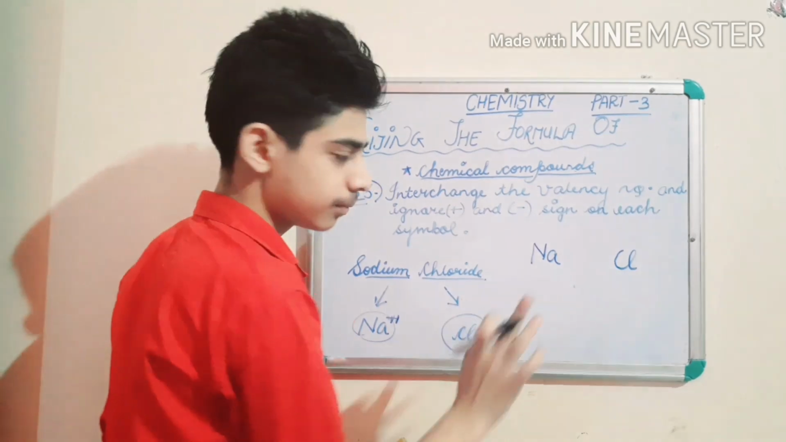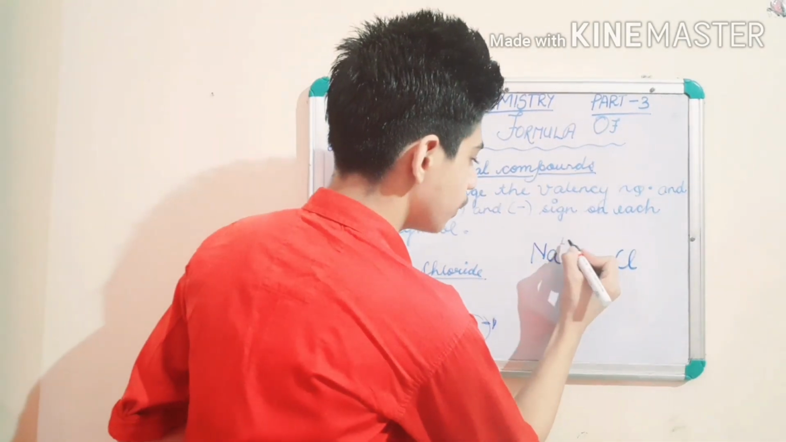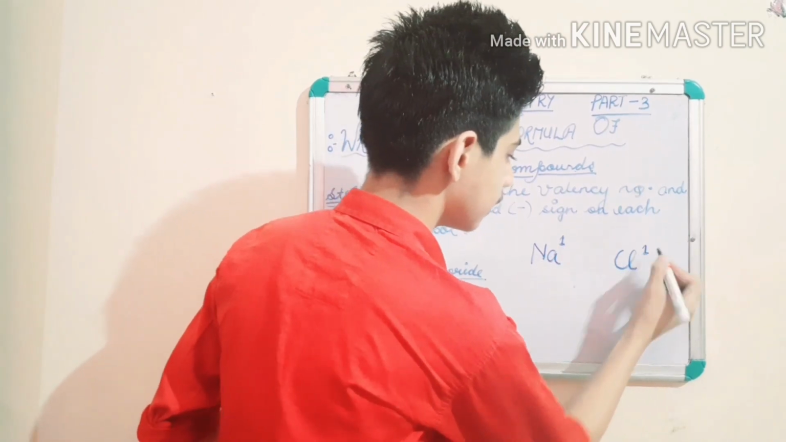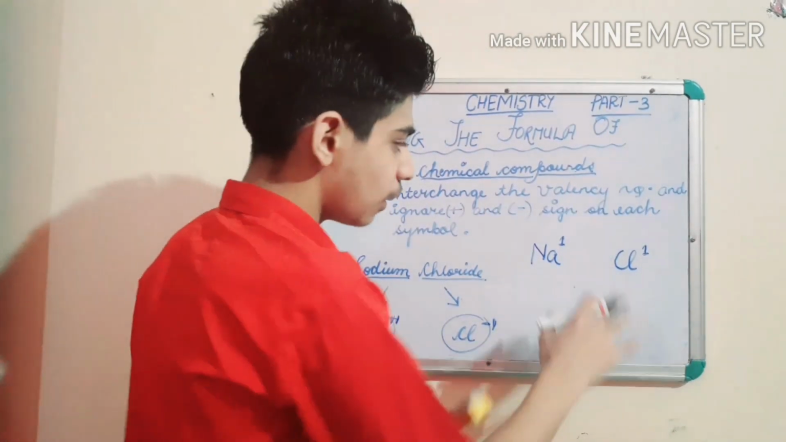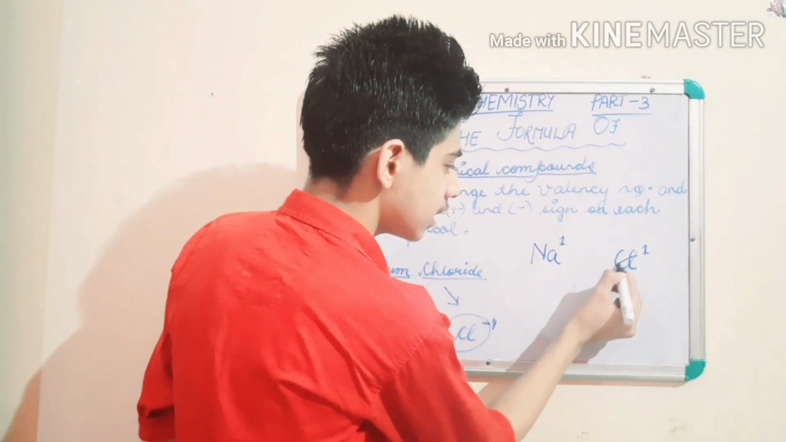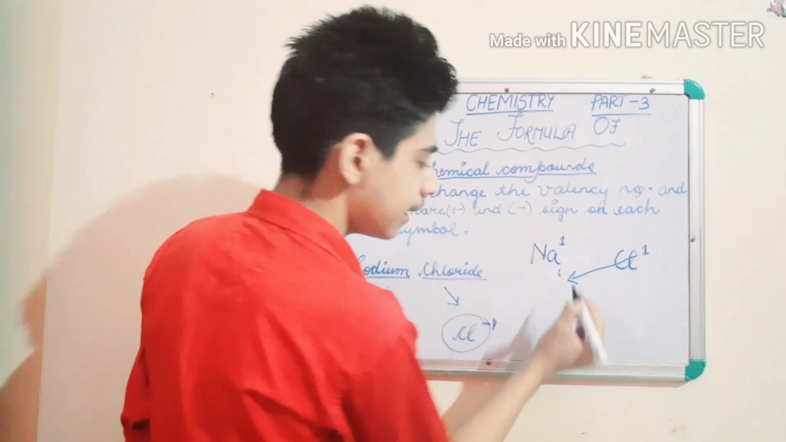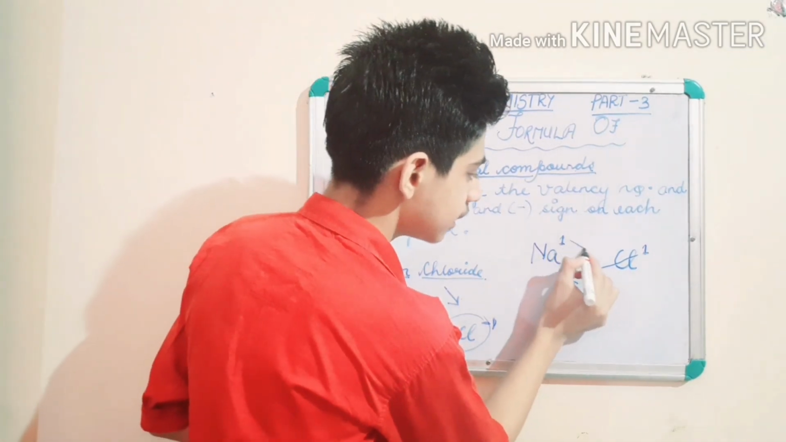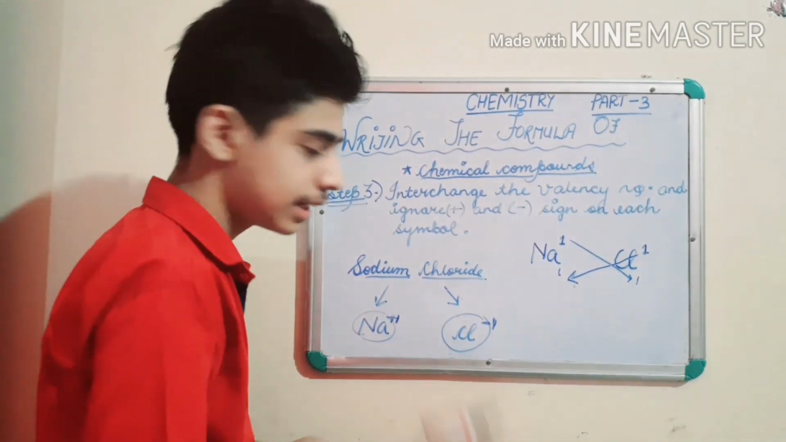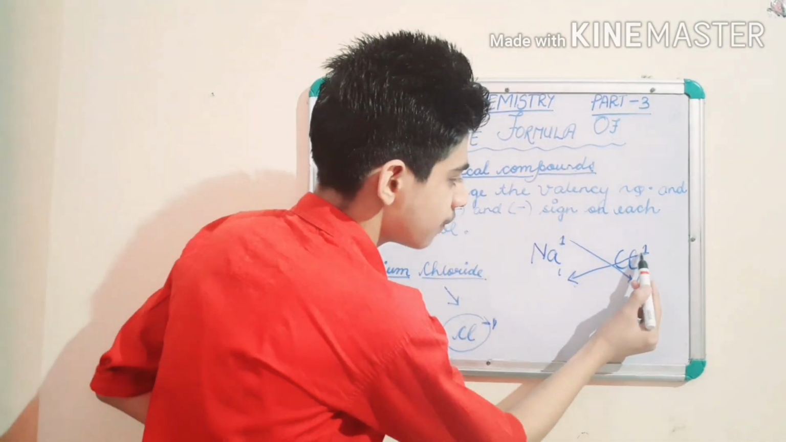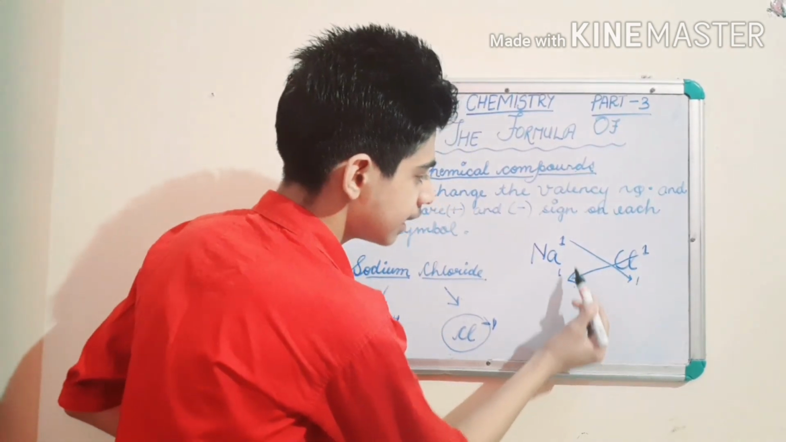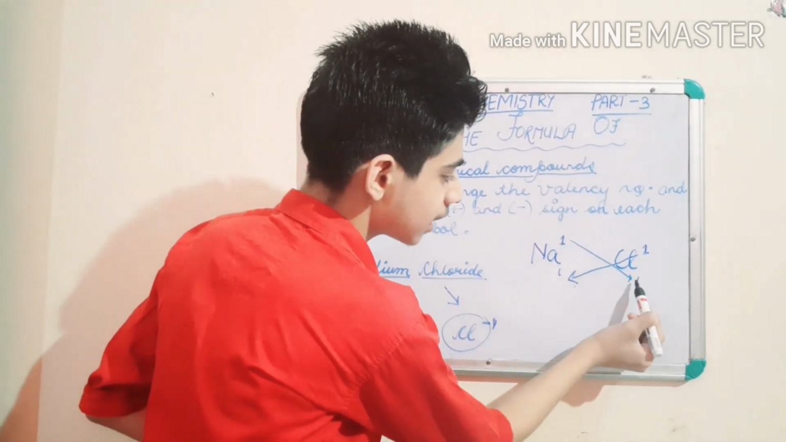We have these two. You ignore the positive or negative sign. Okay? Don't take it. Now the step: interchange the valency number. This 1 comes here, this 1 goes there. Chlorine's 1 comes here and sodium's 1 comes here.